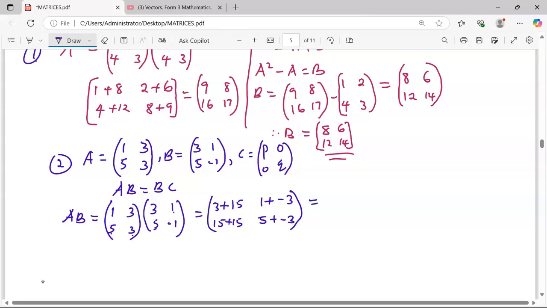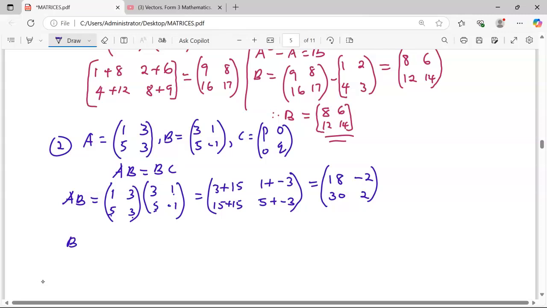And this one is going to give us 3 plus 15, giving us 18. 1 plus negative 3, you get negative 2. 15 plus 15, you get 30. 5 plus minus 3, you get positive 2. And that is our AB.